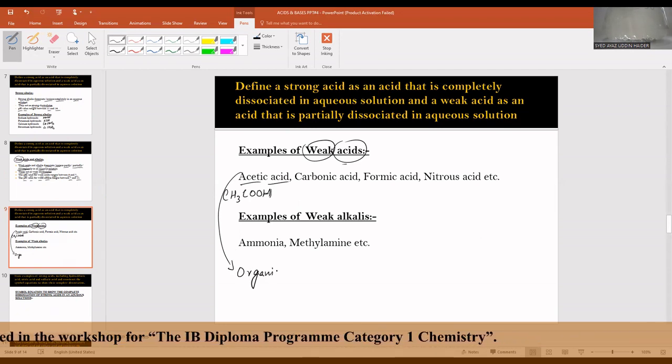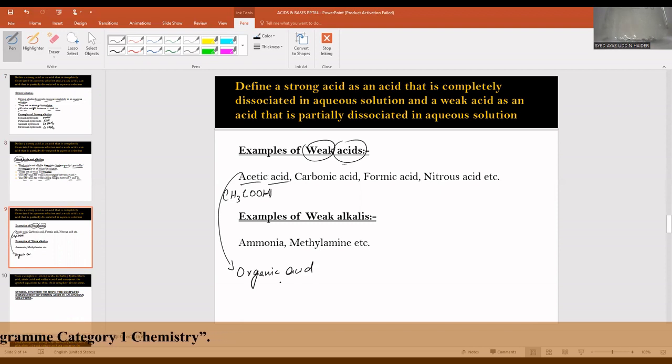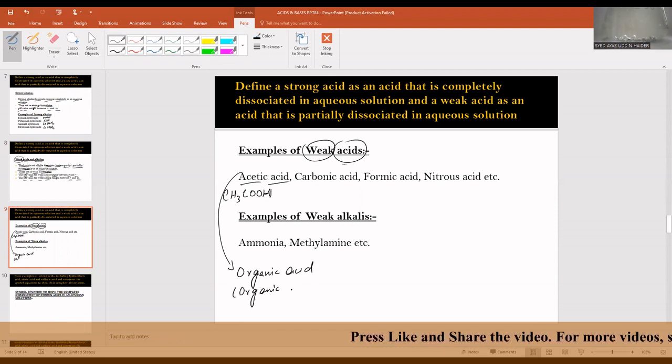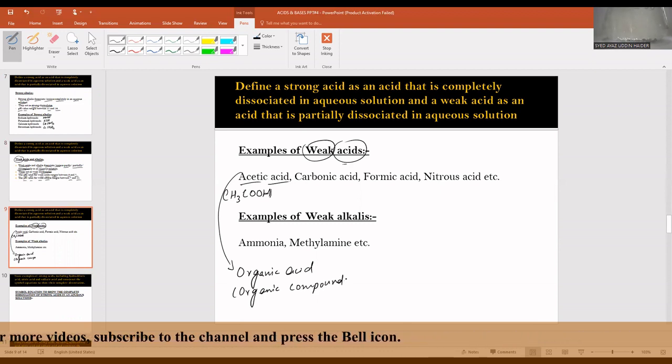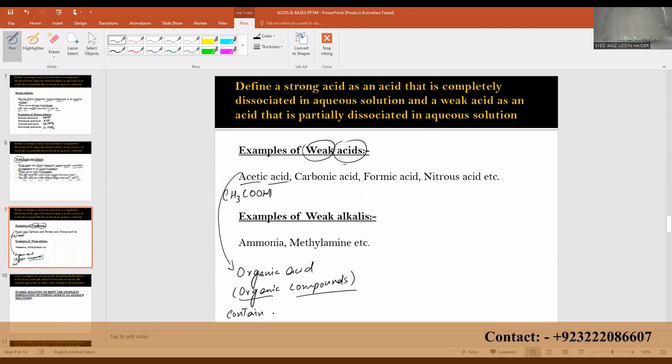Organic acid is an organic compound. And what are organic compounds? Organic compounds are those compounds which contain carbon as an essential element.